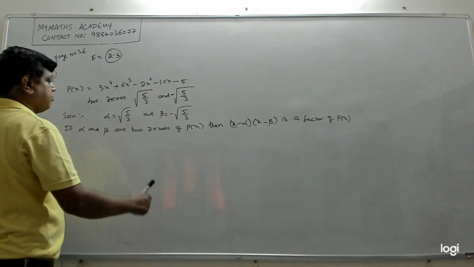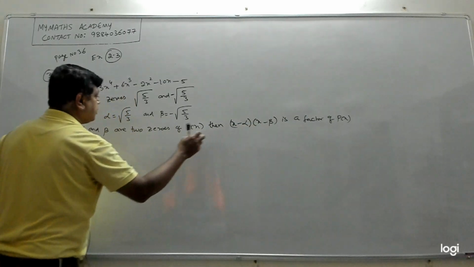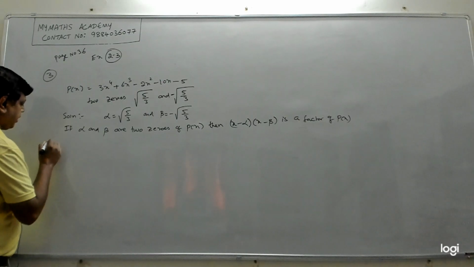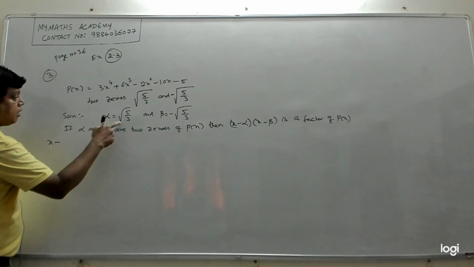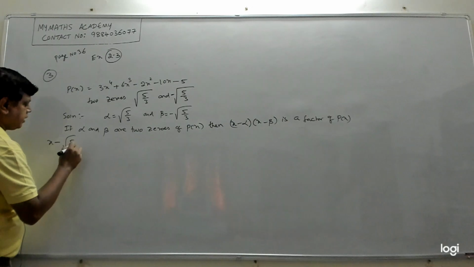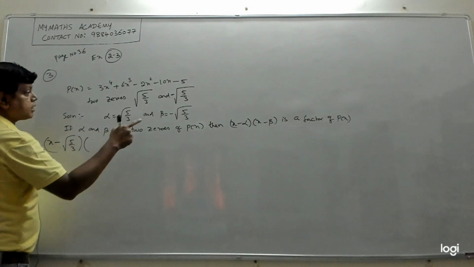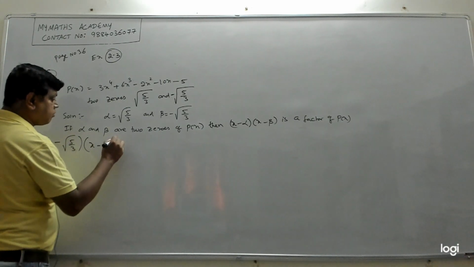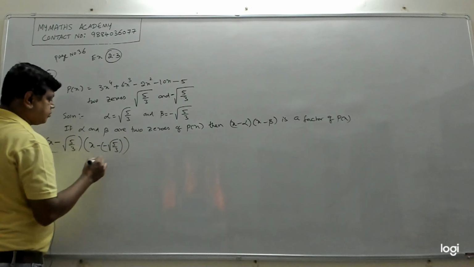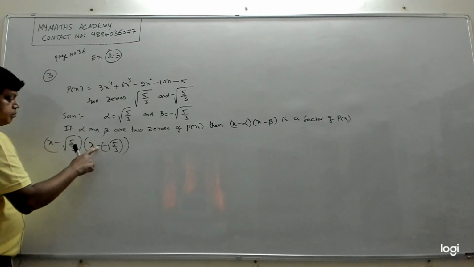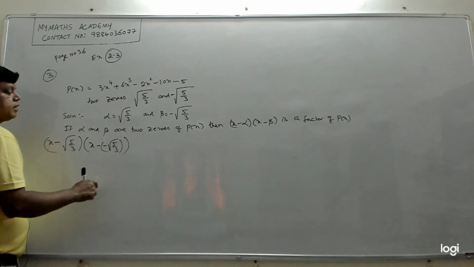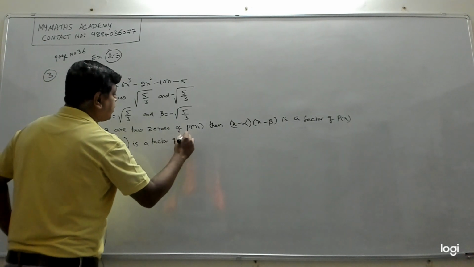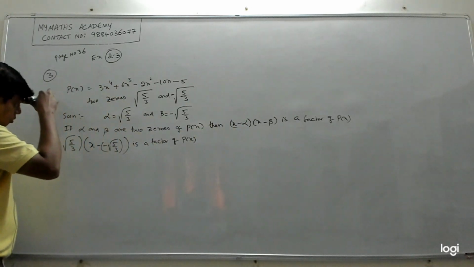So which means, what is x minus alpha? X minus alpha is x minus root of 5 by 3, and x minus beta is x minus minus root of 5 by 3. So x minus alpha into x minus beta is a factor of p of x. Right?